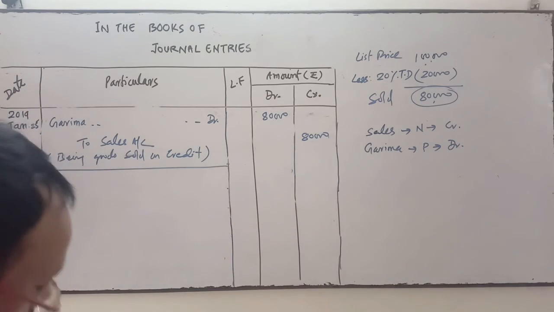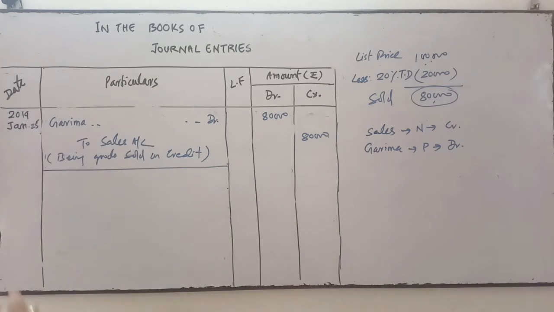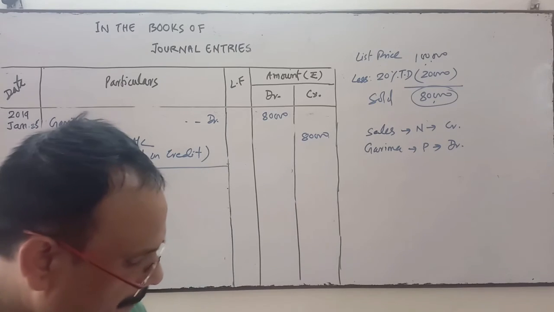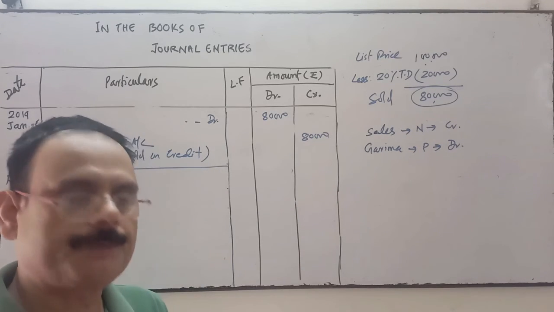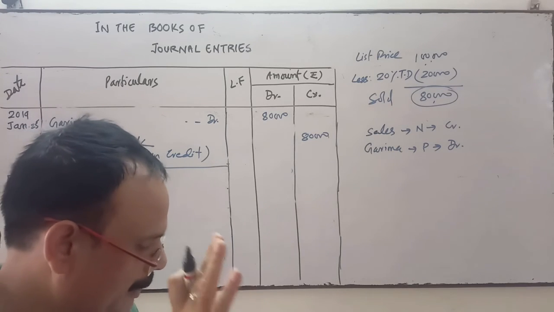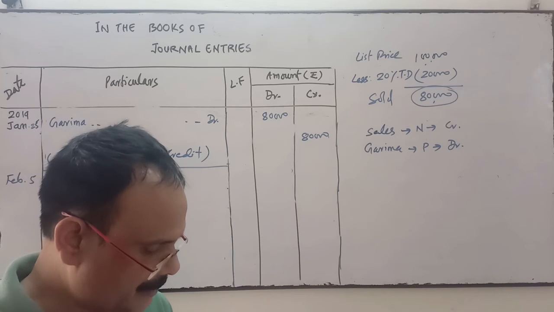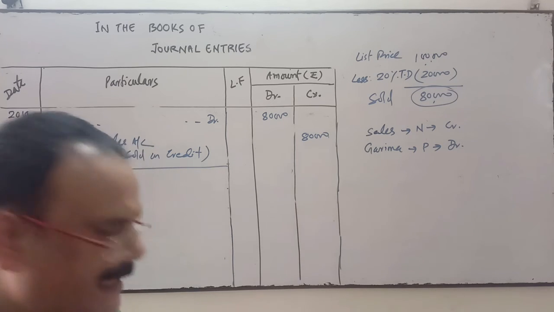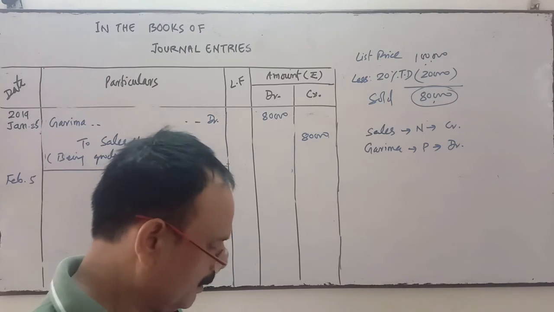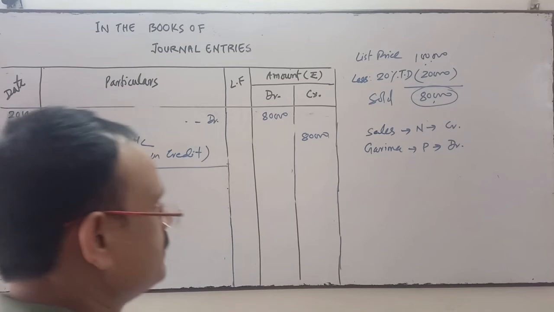Now she paid 1/4 of the amount by check on February 5. As per the terms and conditions, if the payment is made within 15 days, then only the cash discount will be given. So the date of sale was 25th January and the date of payment is 5th February. So it is 10 days. Within 10 days the payment has been done. So she will get the cash discount.